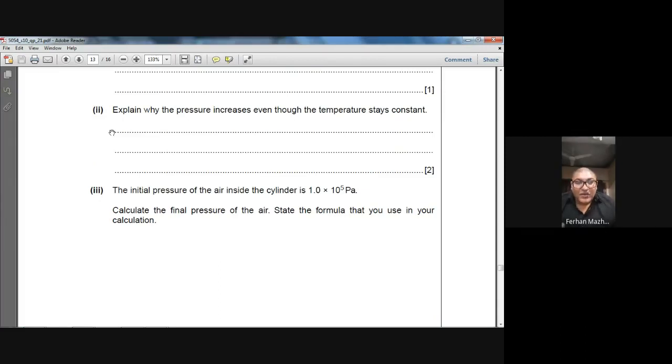There are two things. When the volume of the gas decreases, the number of molecules per unit volume increases. The collision frequency of the air molecules with the walls of the container increases. So more molecules hit per unit area. So that's why the pressure will increase. I've written this answer. Let me show you.